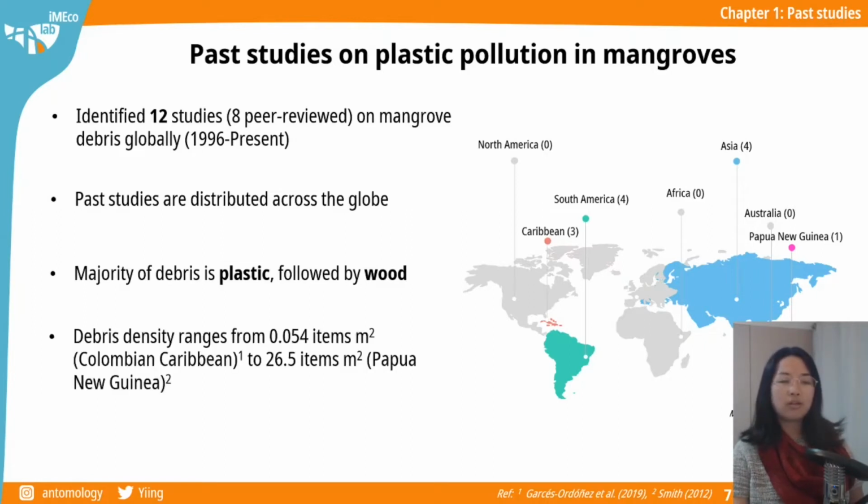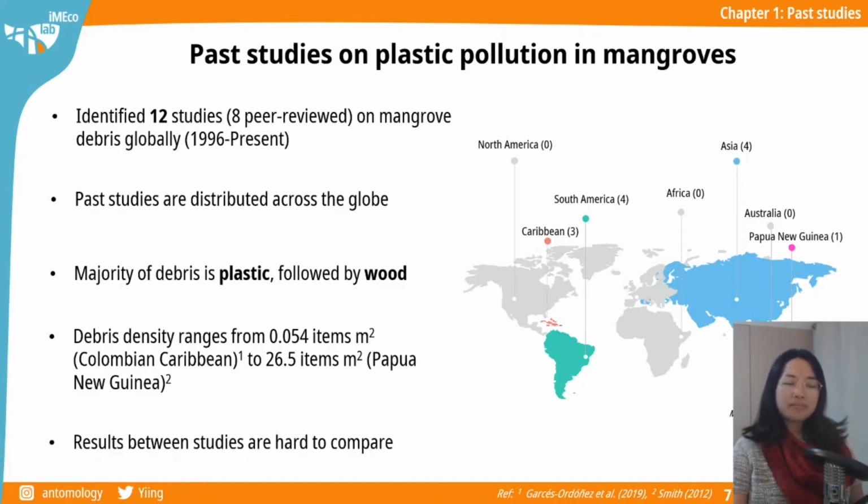And what these studies found is that debris density, in terms of items per meter squared, really varies. Some studies found less than 1 item per meter squared, which means that mangrove is practically pristine, and other studies found more than 25 items per meter squared, which really indicates that it could be quite polluted. And results between studies were quite hard to compare because there were no standardized methods. Everybody was using slightly different methods of measuring and comparing debris.